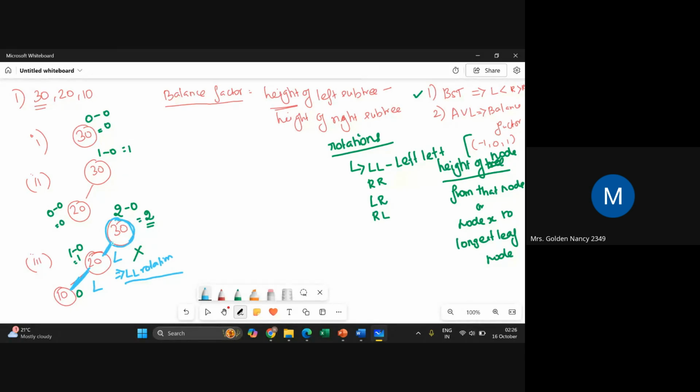When you get an LL problem, you have to do a right rotation, that is a clockwise rotation. You have to rotate in this way. I'll teach you once again. So you got a problem, right?